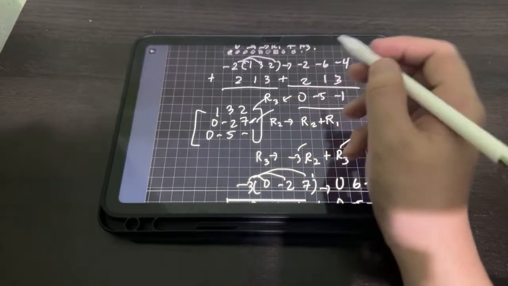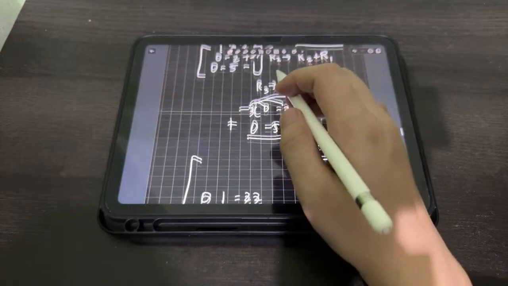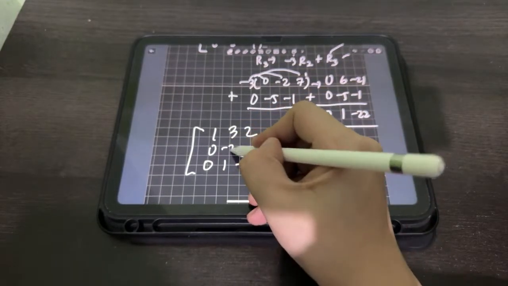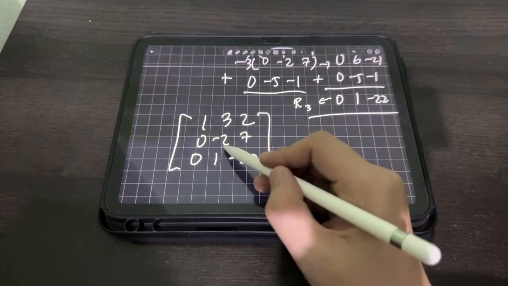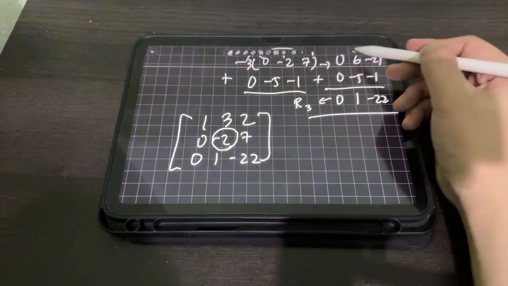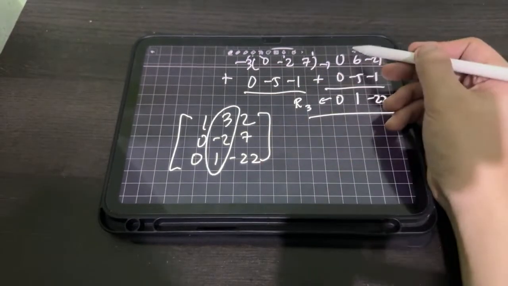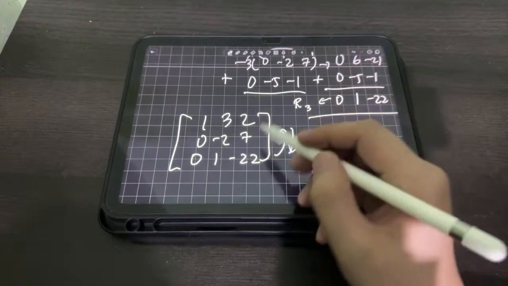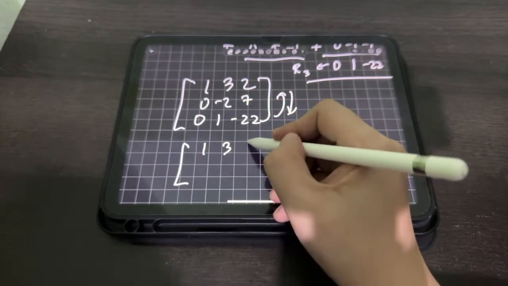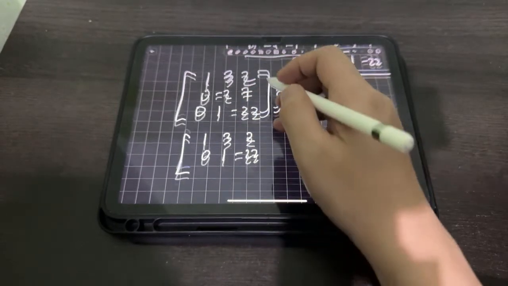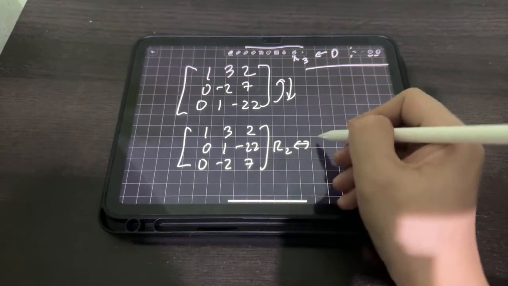Then copy the entries in the first row and second row, 1, 3, 2, and 0, negative 2, 7. So, the goal is to make this negative 2 equal to 1. But since we already have a 1 here in the same column as negative 2, we can interchange row 2 and row 3. So doing that, we will have 1, 3, 2, 0, 1, negative 22, 0, negative 2, 7. So we interchange row 2 and row 3.